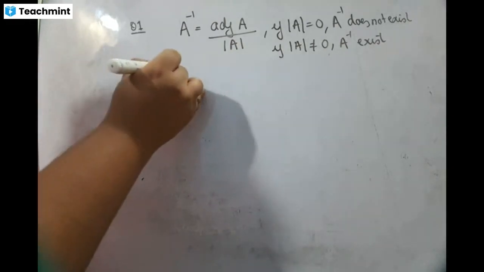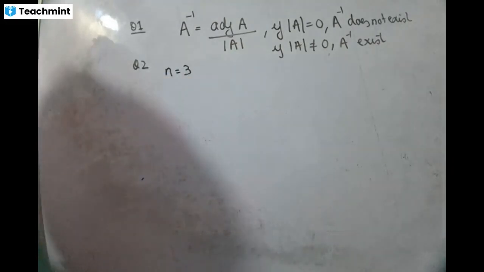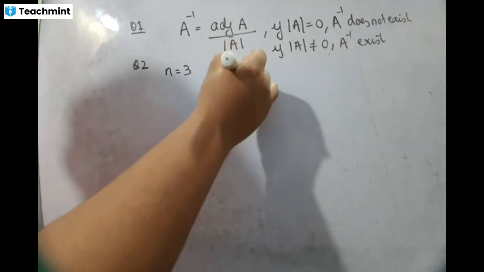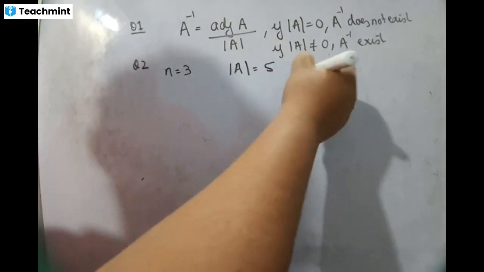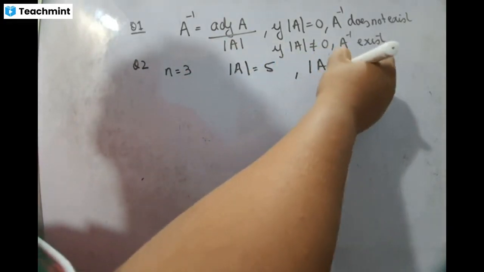Okay. Question number 2 says, if A is an invertible matrix, that means the inverse exists, of order 3. So it's 3 cross 3, so the order is 3, n equal to 3. And determinant A is given to be 5. I have to find the determinant of the adjoint.